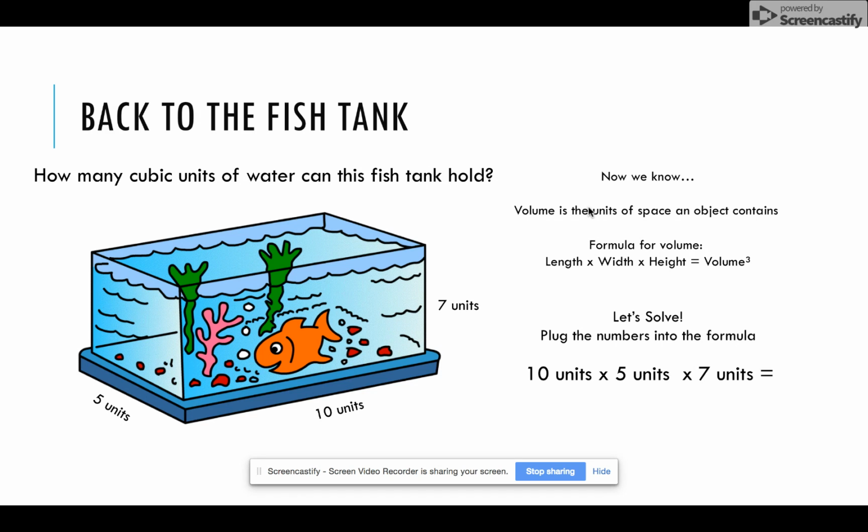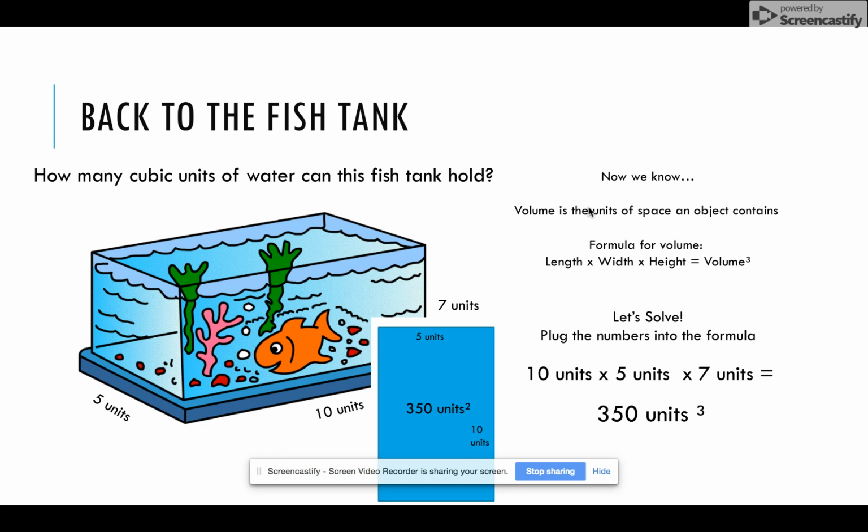Our equation would be 10 units by 5 units by 7 units equals 350 units cubed. Don't forget to properly label the units in units cubed. If I just wrote 350 units, this would be like a very long line. Or if I wrote 350 units squared, it would describe a flat object like the rectangle we saw earlier.